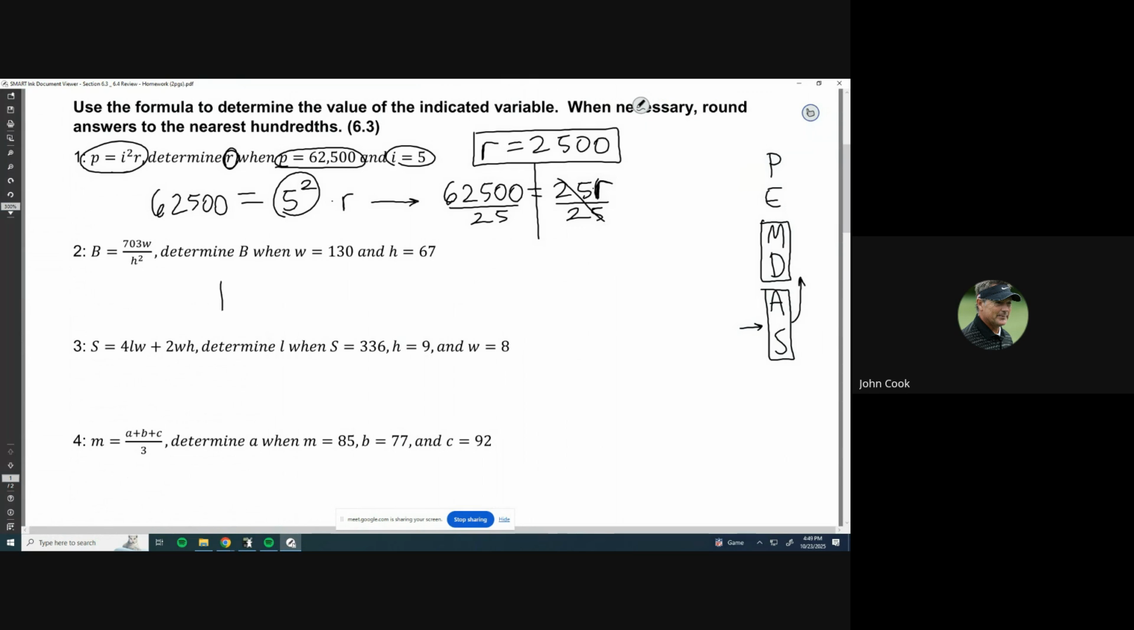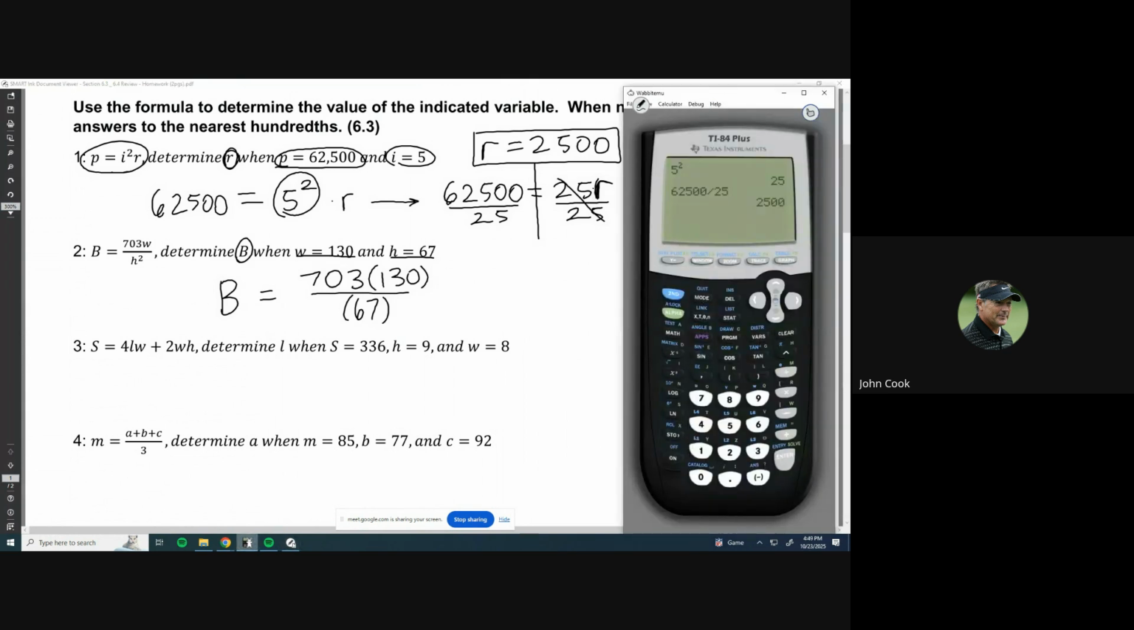Okay, next I've got B is equal to 703 times W over H squared. So I've got to find out what B is when W is 130 and H is 67. So if W is 130, that W gets replaced with a 130, and H is 67, so I just replace the H in the bottom by 67. If I type this into my calculator as is, I get B by itself. There's no need to simplify or solve this. All I have to do is some computation on this stuff, and that gives me my answer. So let's type it in and see what we get.